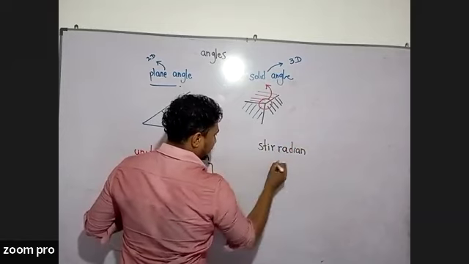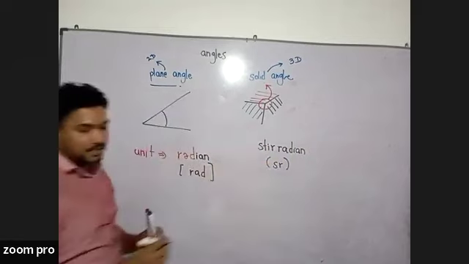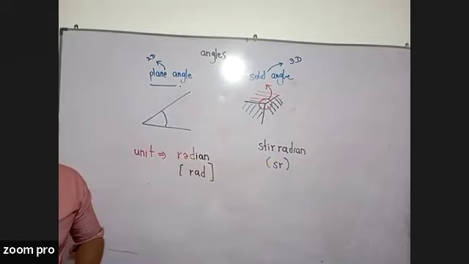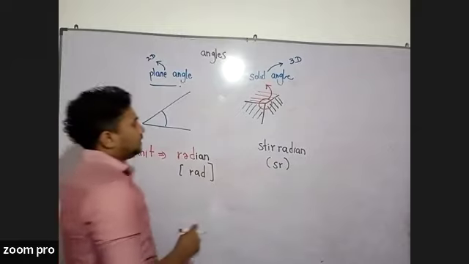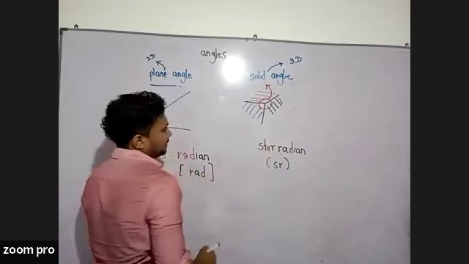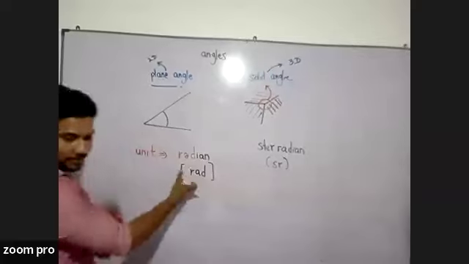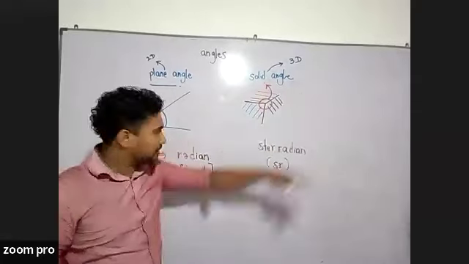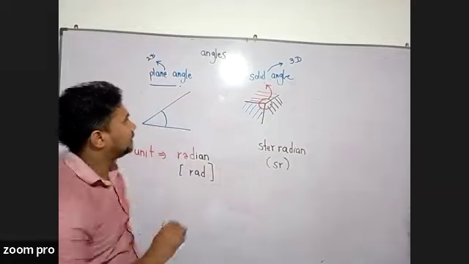Radians. It is symbolized as simple rs and simple r. So these are the two units which are used to measure the plane angles and the solid angles. What is the unit used to measure the plane angles? It is radian. And what about the solid angles? It is steradian, right? So these are the two types of angles.